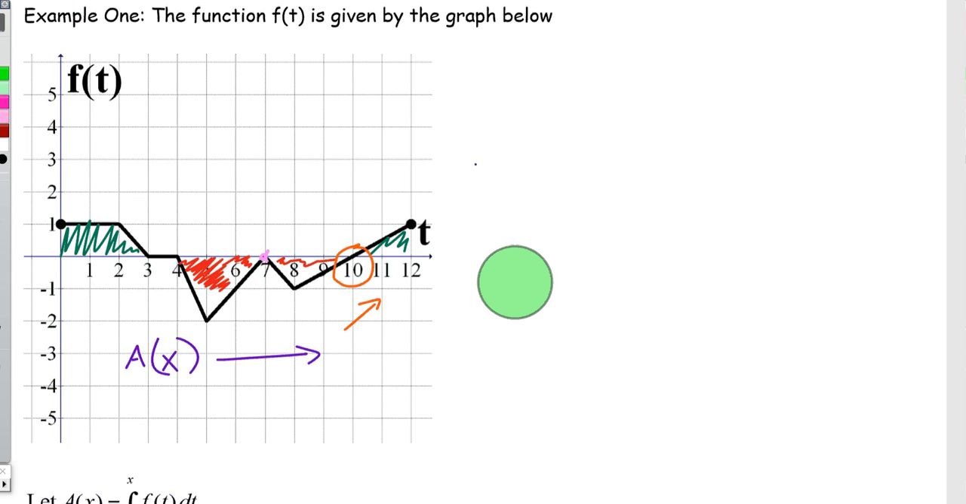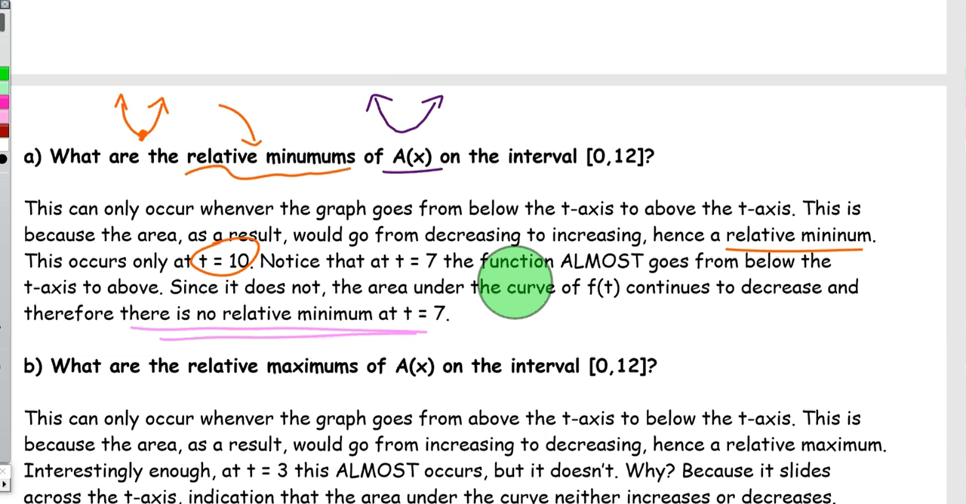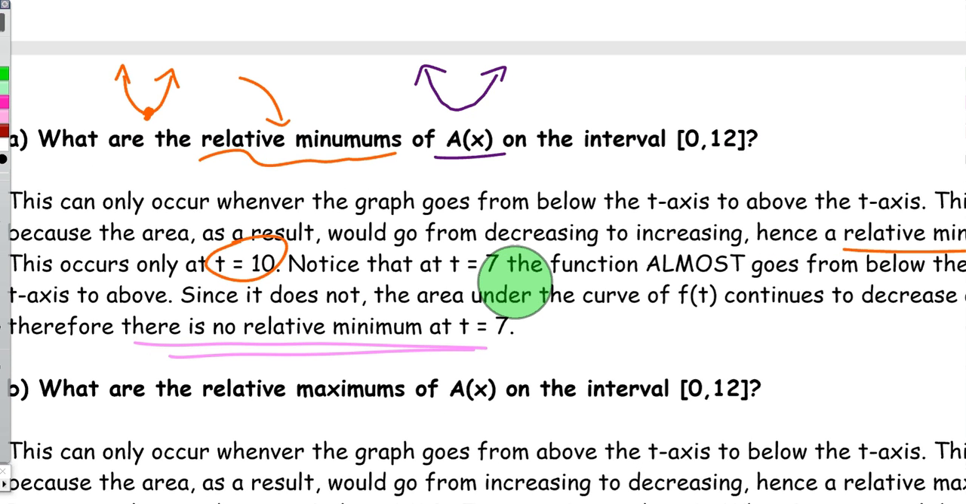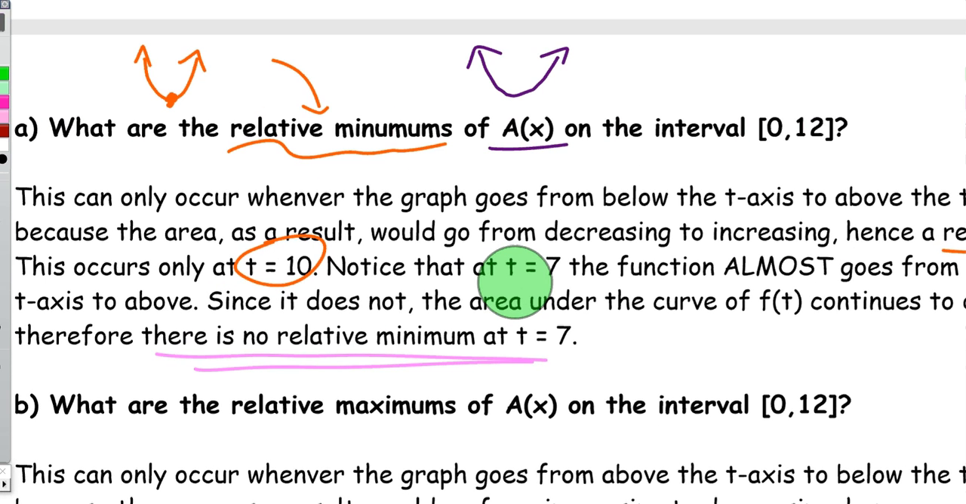So that's it for this part A of the area function, where its relative minimum occurs at t equals 10. Next, we'll look at where its relative maximum occurs. If you have any other questions about this example, let me know.